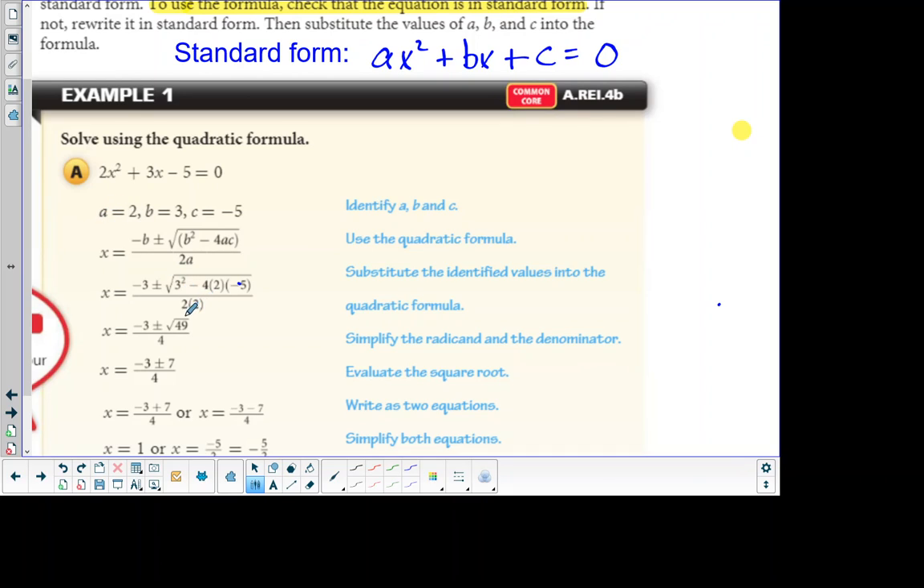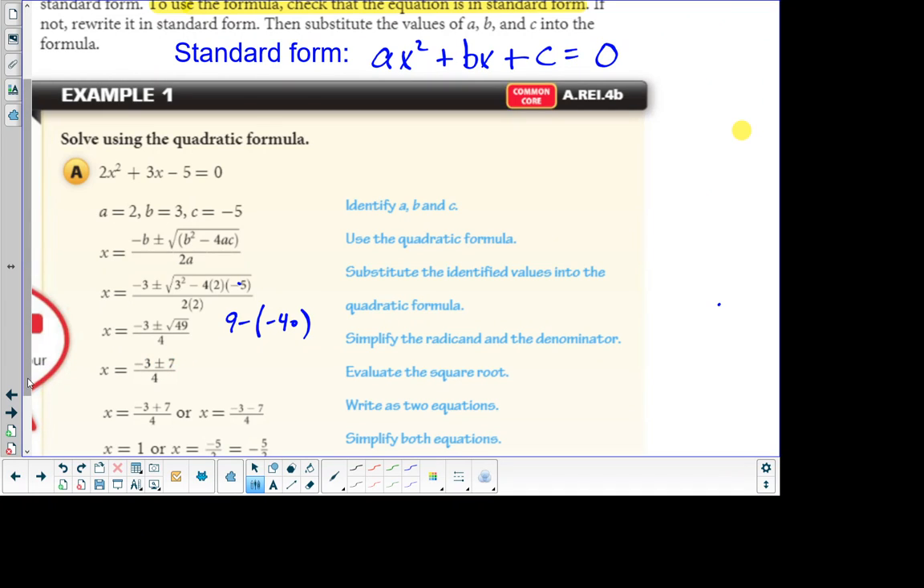At that point, it's just a matter of simplifying everything that you can. First, they simplified everything under the square root symbol. So 3 squared is 9. So that became 9 minus, and then they multiplied 4 times 2, which is 8. 8 times negative 5 is negative 40, so 9 minus negative 40 is the same as 9 plus 40. That's where the 49 came from. And then 2 times 2 gave them 4 in the denominator. Well, the square root of 49 is 7, so it became negative 3 plus or minus 7 over 4.